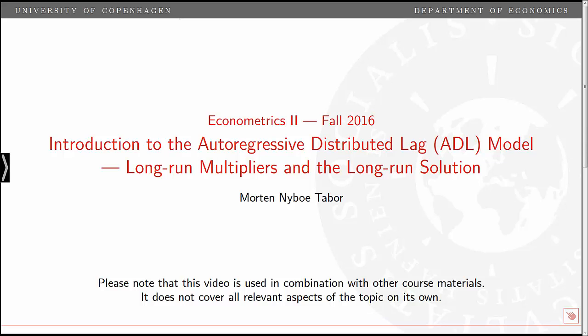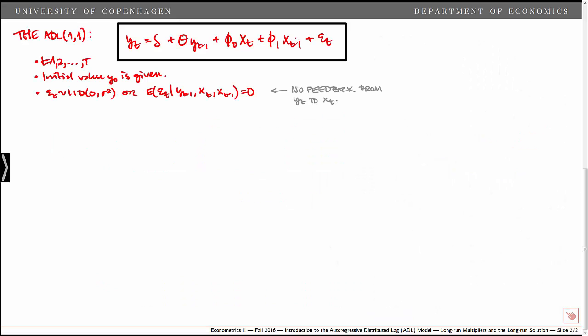In this video, we consider the autoregressive distributed lag model, the ADL model. We look at the long-run multipliers and the long-run solution given by the steady state. We consider the ADL 1-1 model defined in the previous video.